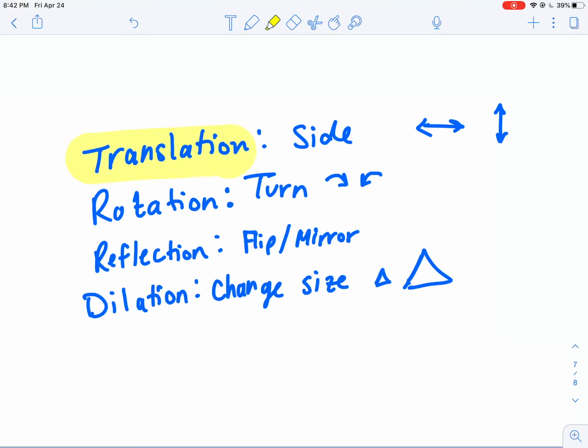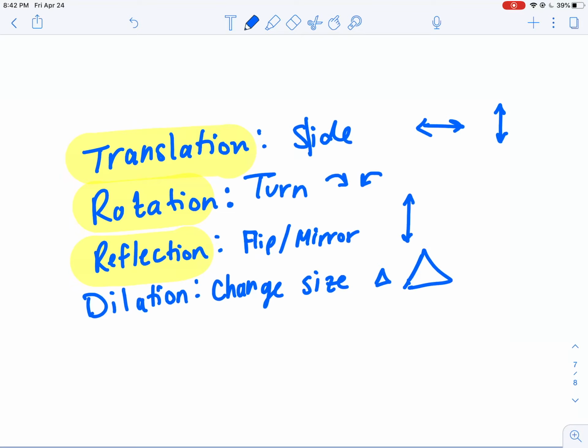So if you recall, there are four transformations. Translation, which means to slide, which means to move the shape left or right, up and down. Rotation, which means to turn or to rotate the object. A reflection, which means to flip or mirror.